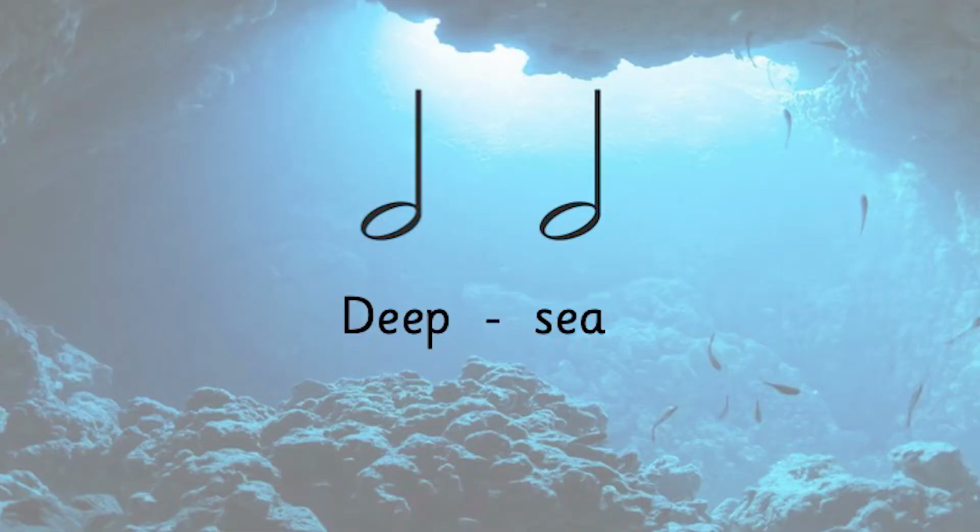Have a look at this one. This is just 2 words, deep sea, and there's 2 minims. So each minim is worth 2 beats, and we've got deep sea. You go. Deep sea. Well done. So there are phrases. I like all of those phrases. They're linked to our topic and we can create some really good rhythms with them.